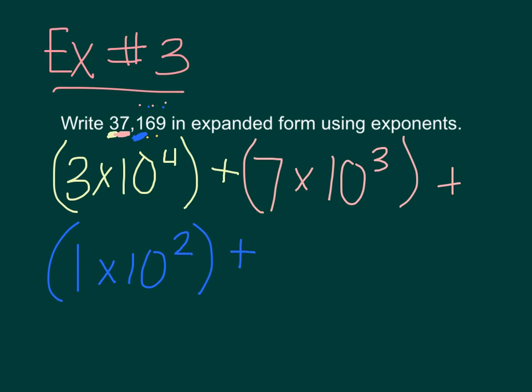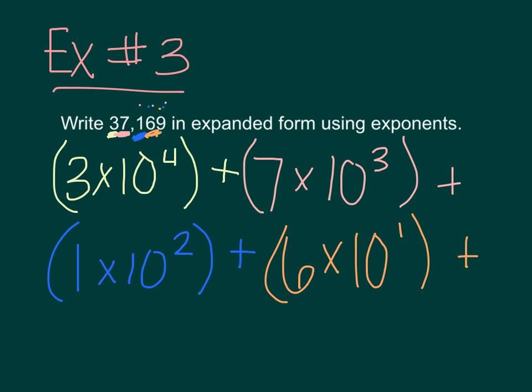Moving on to the next number. We have a 6. Multiply by 10, and we only have 1 number after the 6. So you can put the little number 1 as an exponent, but you also don't have to. So we put that in parentheses. And then we move on to the very last one, which is a 9. We put 9. We always multiply by 10, but there's no numbers after the 9, so we put a 0 for our exponent. So that's how we write an expanded form using exponents.